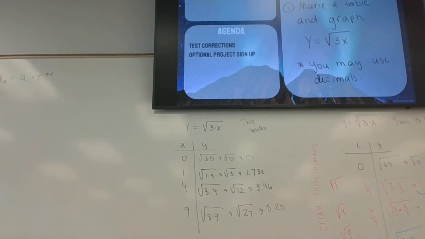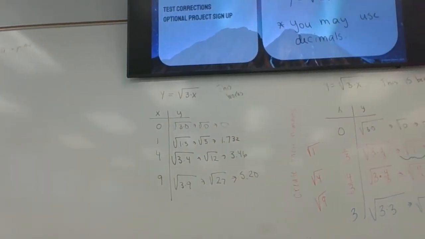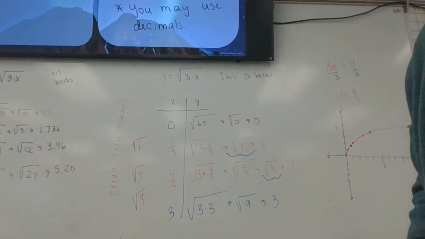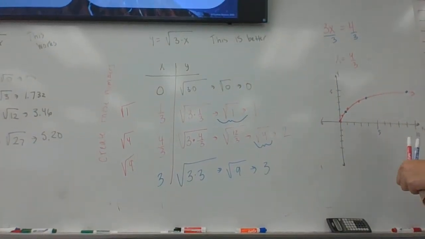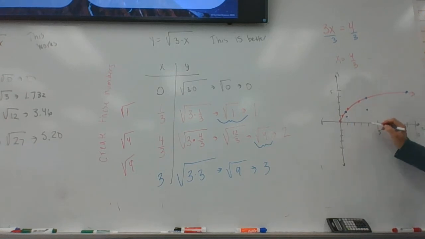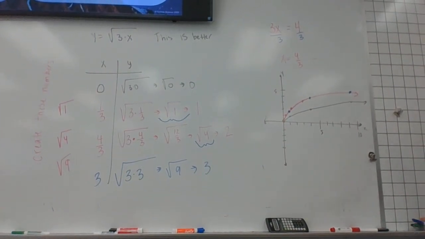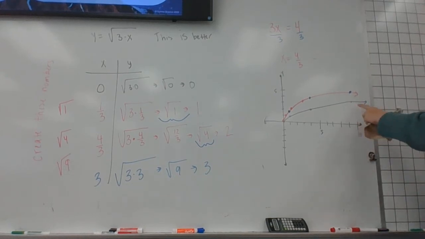I'm going to put the parent function in here. Which is 0, 0, 1, 1, 4, 2, and 9, 3. And you can see what effect the 3 has on the graph. Torian, how would you describe the effect the 3 has on the graph? So this black one's the parent function, and the red one's the one with the 3 in it.